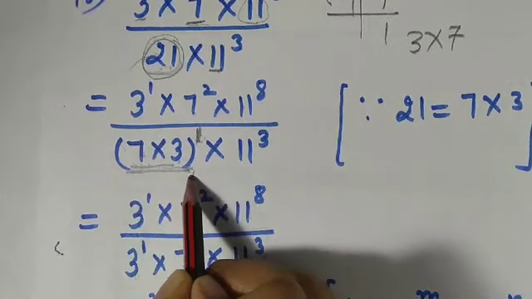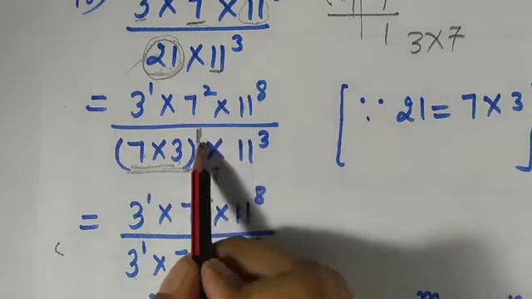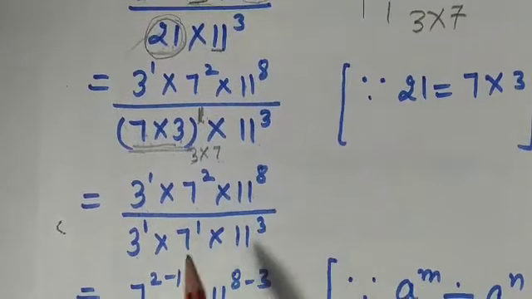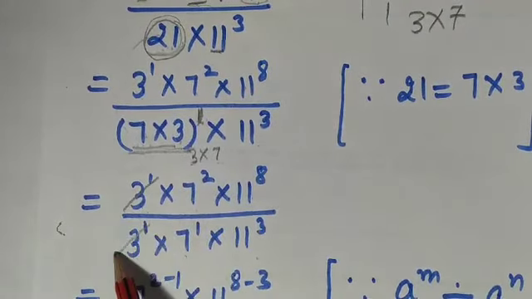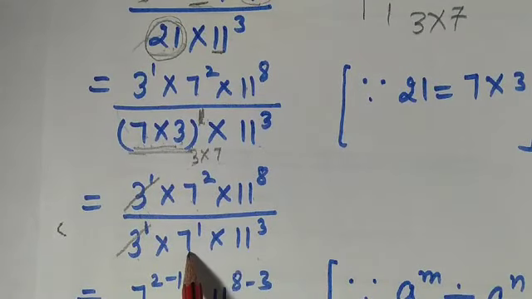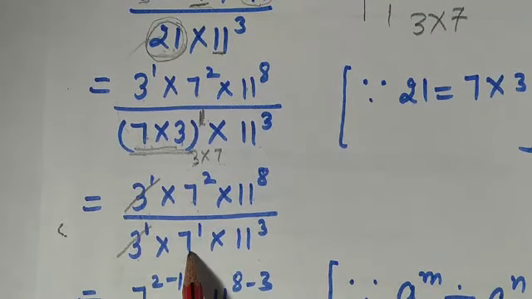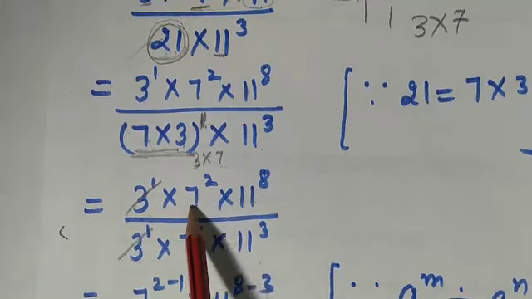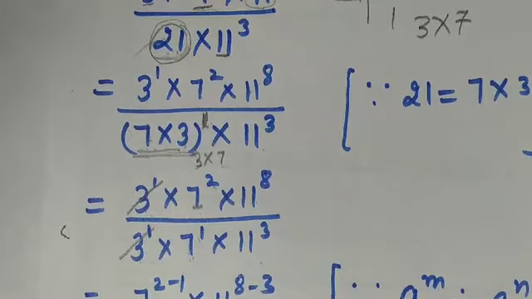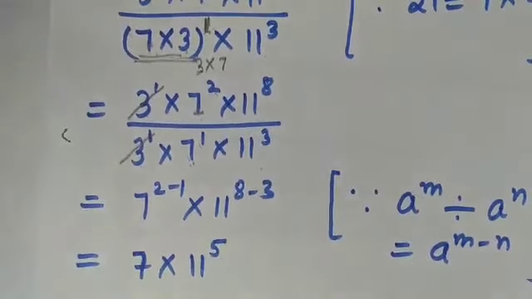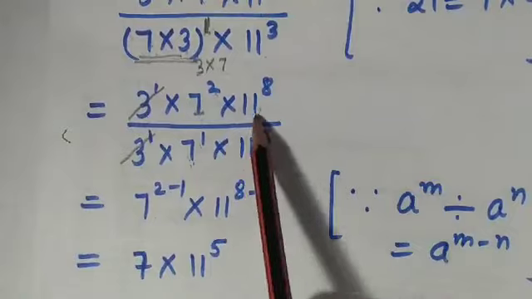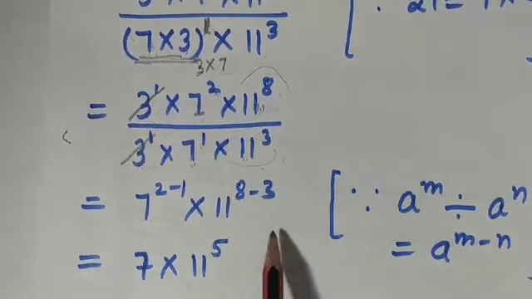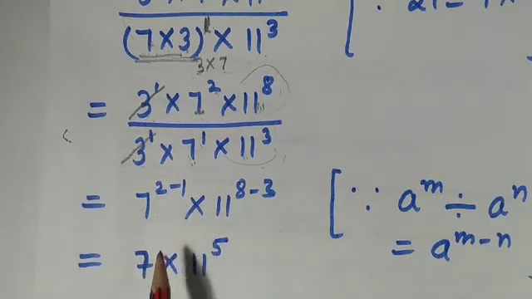7 into 3 can be written as 3 into 7. And this power gets distributed to each factor. This remains the same. Now 3 gets cancelled with this 3. 7 raised to the power 2 divided by 7 raised to the power 1. If you solve it, they are in division and same base, so the powers get subtracted, so it will be 7 raised to the power 2 minus 1. Again same base, and we are dividing these two numbers, so the powers get subtracted, so it will be 7 raised to the power 2 minus 1, which is 1.